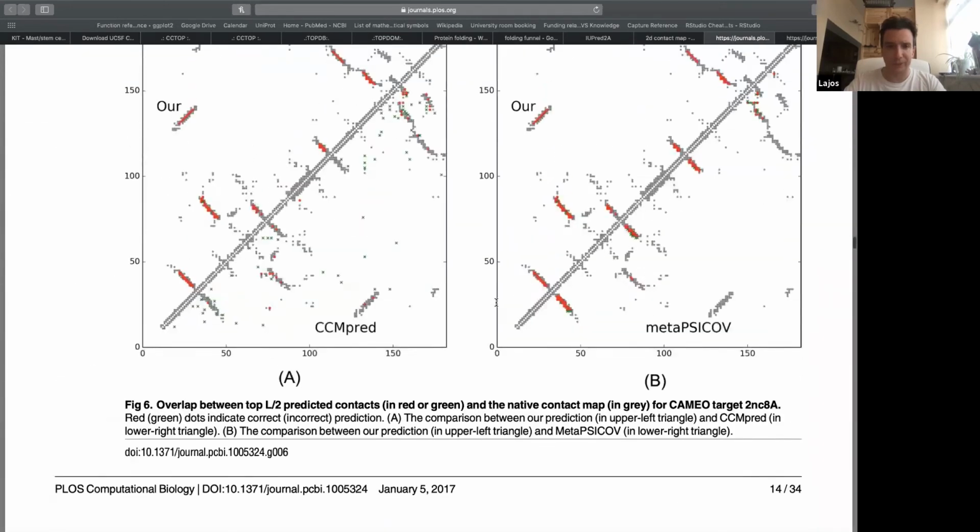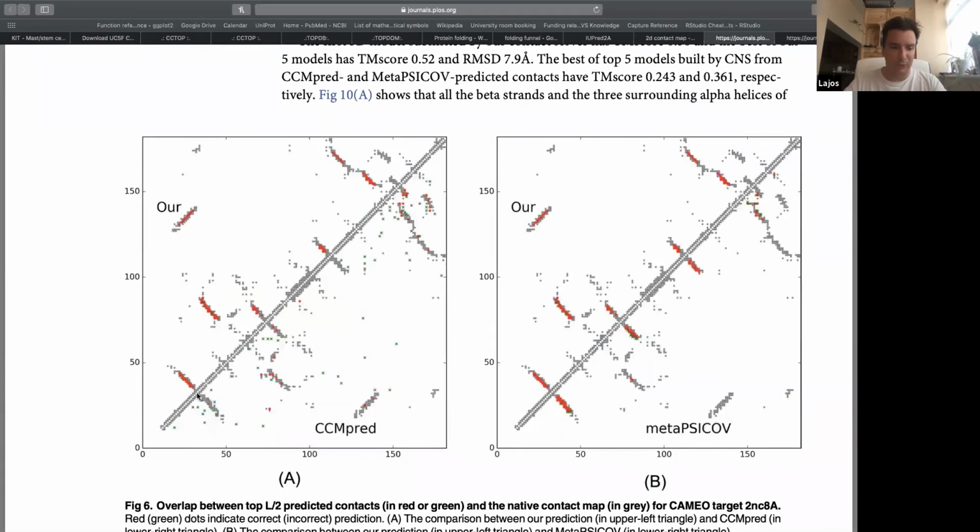Yeah, this is it. On the X and on the Y, you have the amino acid position. So this is the 50th amino acid in your sequence. What you see in the middle, of course, is always a diagonal, because neighbor amino acids are always close to each other, just because they are connected with a peptide bond. That's why you always have a diagonal line.